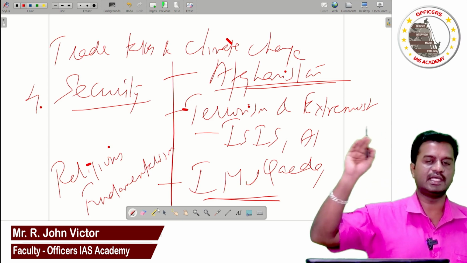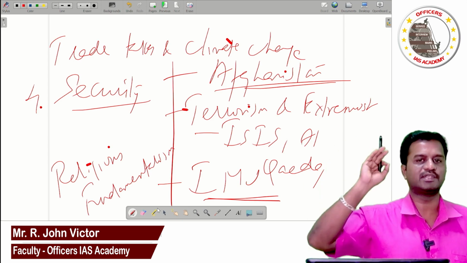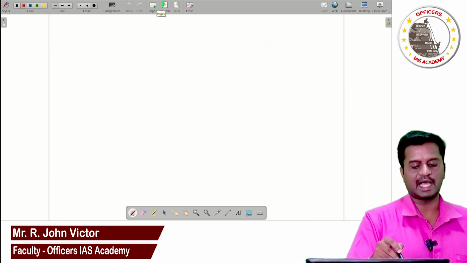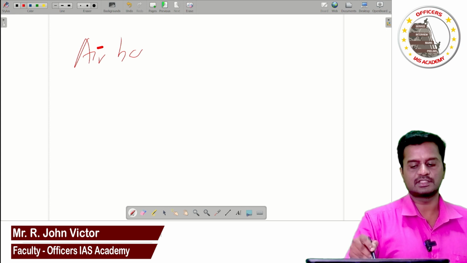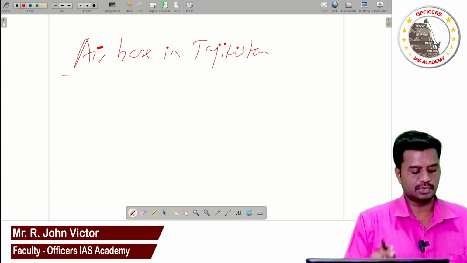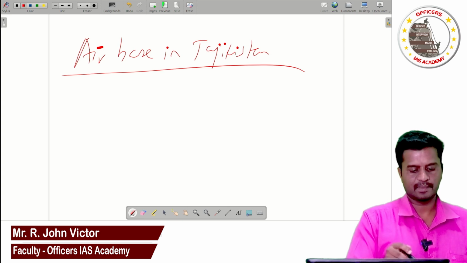So CARs and India are cooperating with respect to security. Next, mention about India's air base in Tajikistan. India has air base in Tajikistan. You can mention under security.